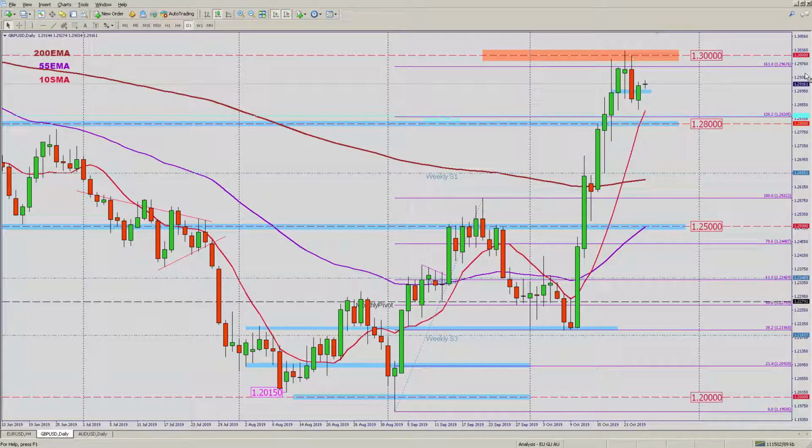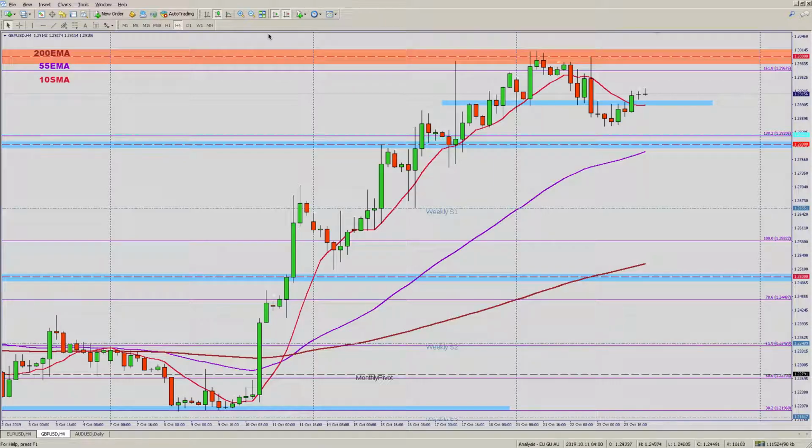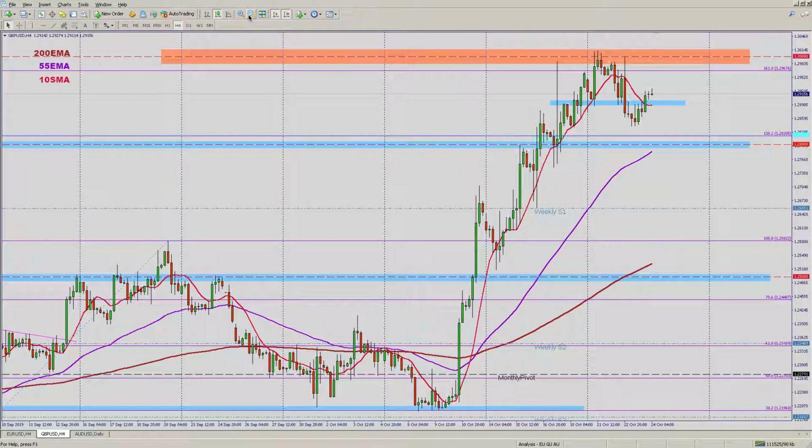But there could be more uncertainty during this period, and meanwhile that has turned the sterling pairs lower as it retraces. Weekly pivot is at 128.22. Let's take a look at the 4-hour time frame.